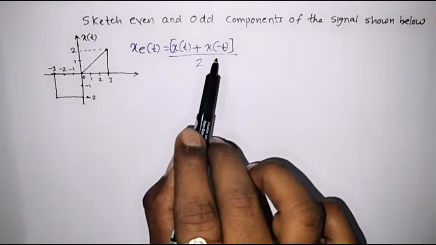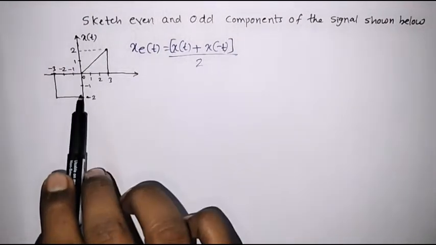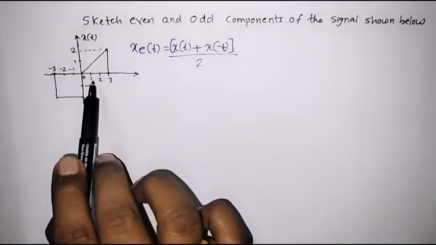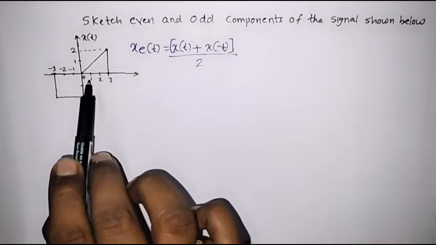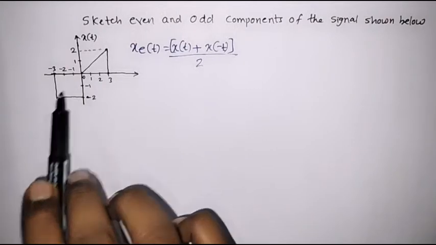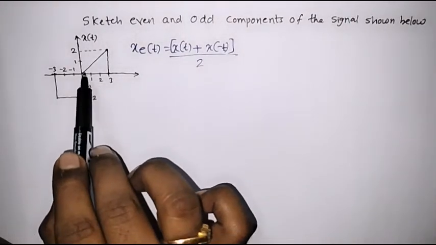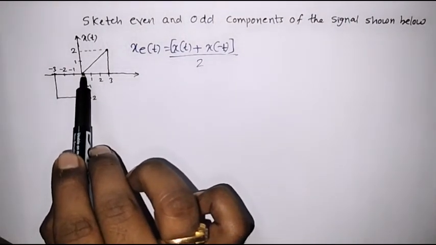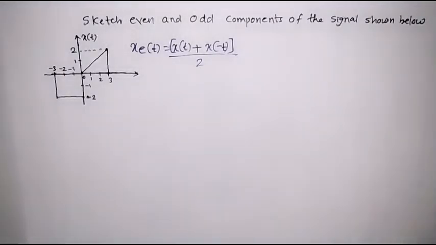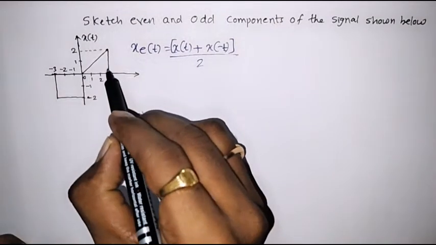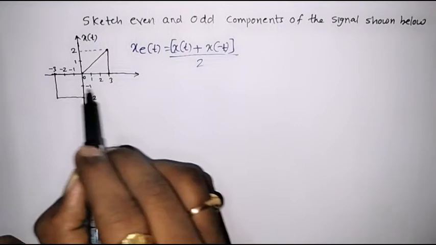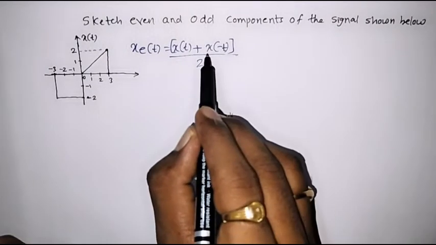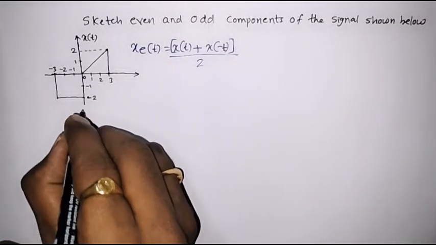X of minus t is derived from x of t by time reversing. Time reversing means if we take the mirror image of this waveform, we will get x of minus t. Mirror image means the part which exists, that is this part of the signal, will be represented on the left side, and this part of the signal will be represented on the right side. So that we'll get x of minus t. I'll draw it here.